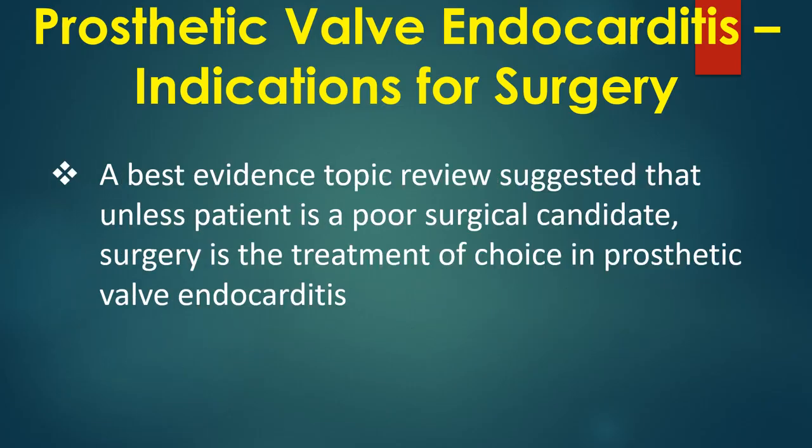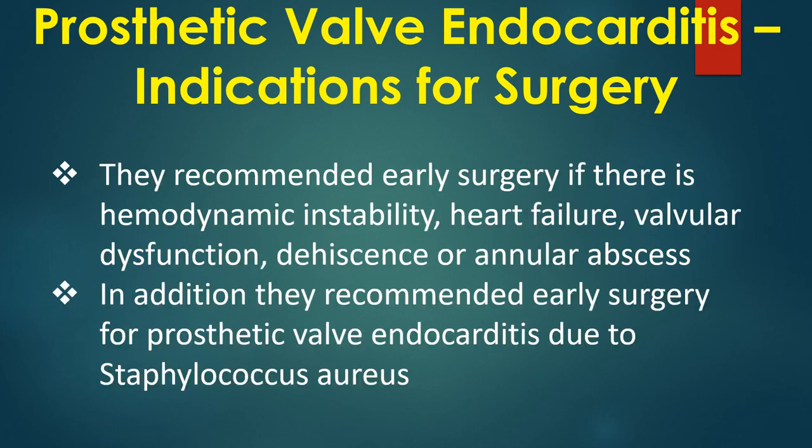A best evidence topic review suggested that unless the patient is a poor surgical candidate, surgery is the treatment of choice in prosthetic valve endocarditis. They recommended early surgery if there is hemodynamic instability, heart failure, valvular dysfunction, dehiscence, or annular abscess. In addition, they recommended early surgery for prosthetic valve endocarditis due to Staphylococcus aureus.